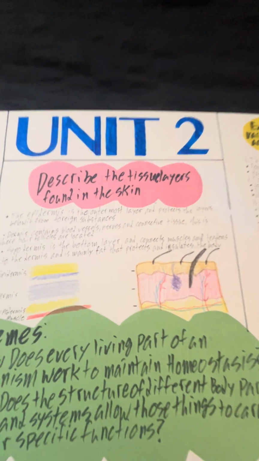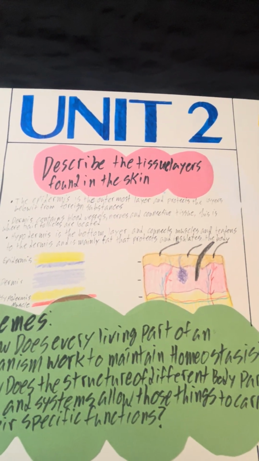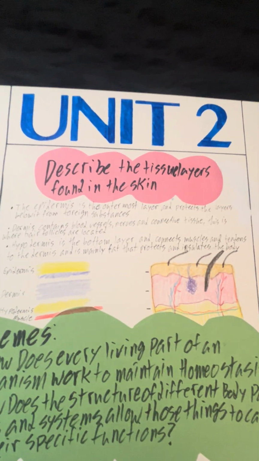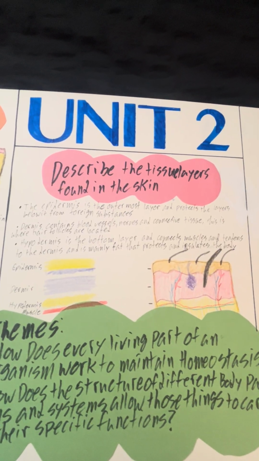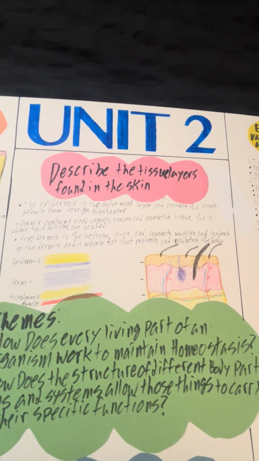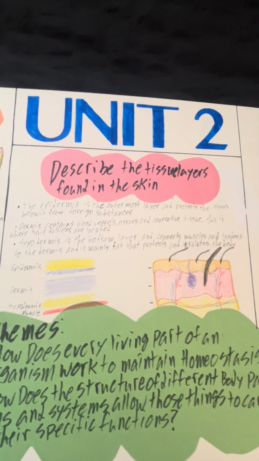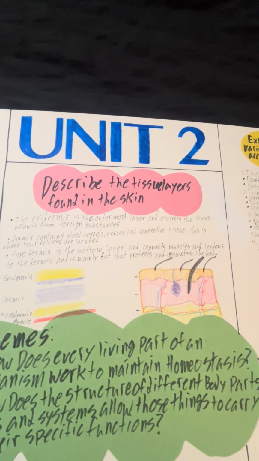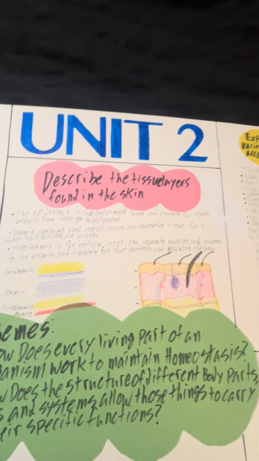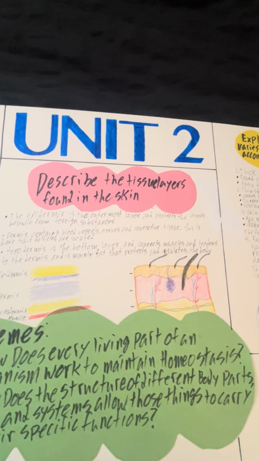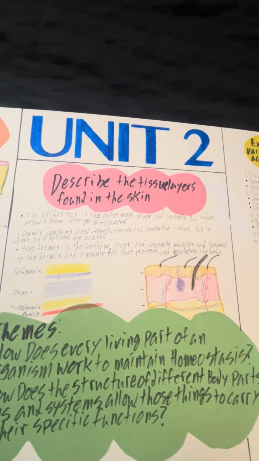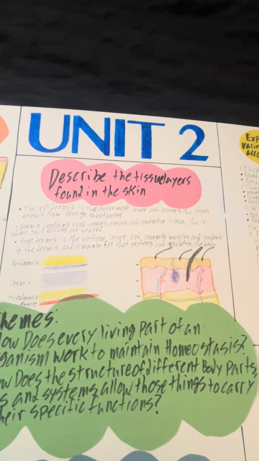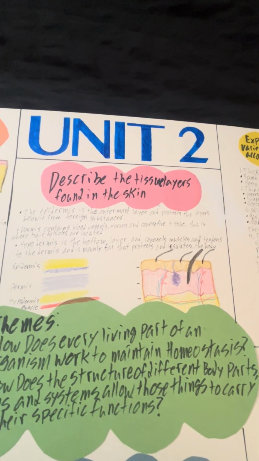My second target is describe the tissue layers found in the skin. As I was just talking about, the layers of the skin are the epidermis, the dermis, and the hypodermis. The epidermis is the outermost layer and protects the layers below it from foreign substances, like anything trying to come in to damage the muscles and nerves in our dermis.